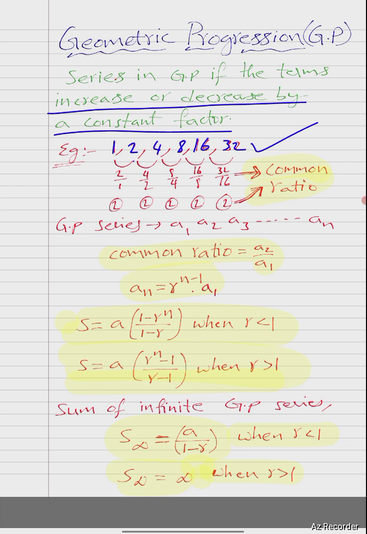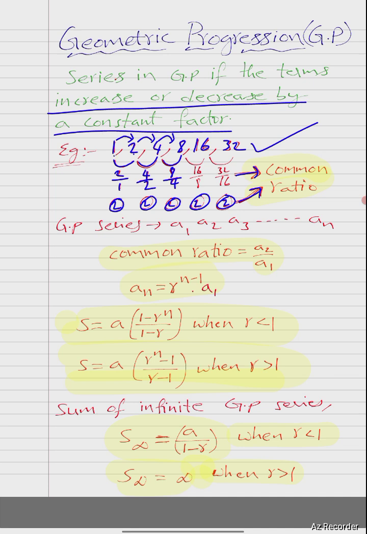Now let us perform 2 by 1. If you perform 2 by 1, we get a value 2. Again perform 4 by 2, we get again 2. Again perform 8 by 4, we get again 2. So if you repeat this, you are getting a common ratio 2. Okay. So these terms in the series are increasing by a factor of 2.